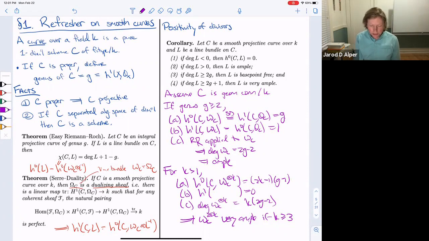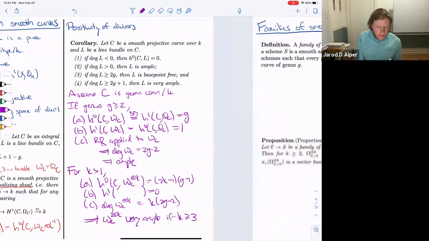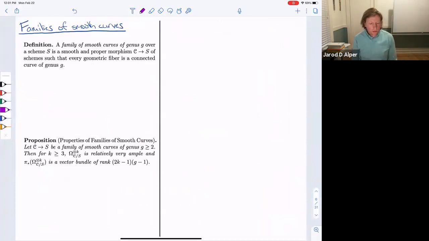Okay, next thing I want to remind you is what families of smooth curves are. A family of smooth curves is a smooth and proper morphism such that every geometric fiber is a connected curve of genus g. Necessarily smooth because the morphism from C to S is smooth.